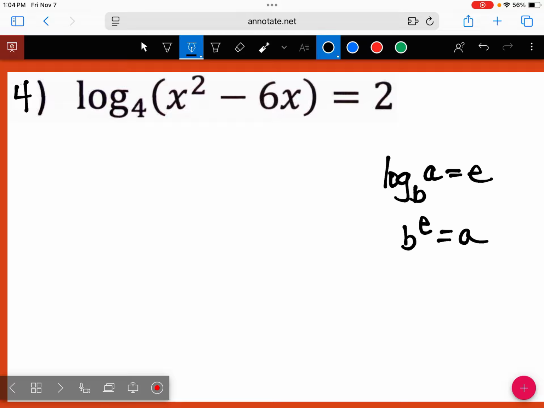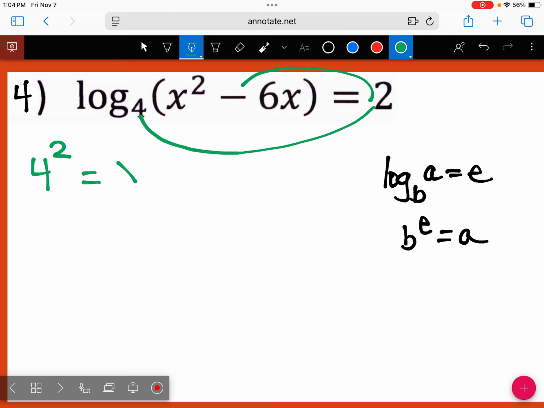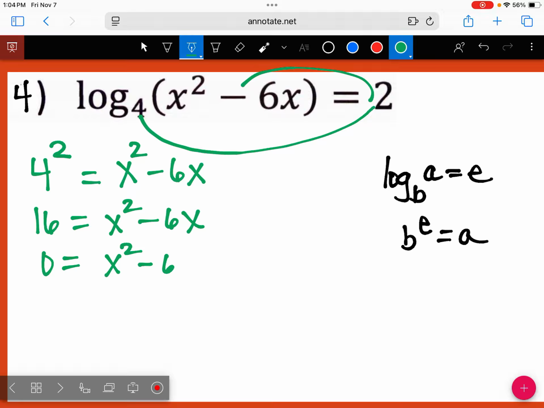So the base is what? What's the little bitty number next to log? 4. Now you go across the equal sign to get the exponent. So that would be 4 squared equals x squared minus 6x. So that would be 16 equals x squared minus 6x. All right, more factoring. Go ahead and factor this down.